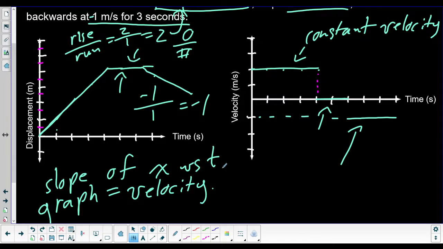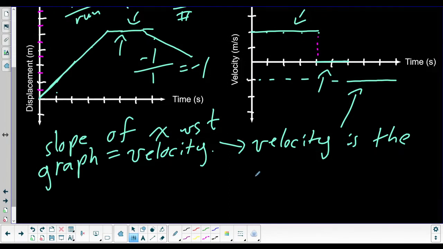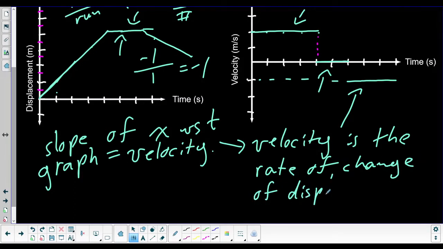This also kind of lends itself to the idea that velocity is the rate of change of displacement. And we know this because of our displacement equation. Oh, sorry, that should be a plus.